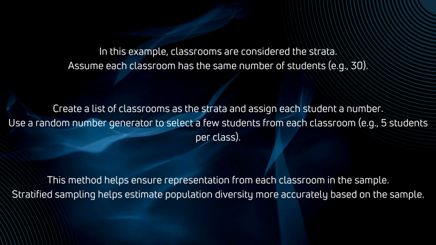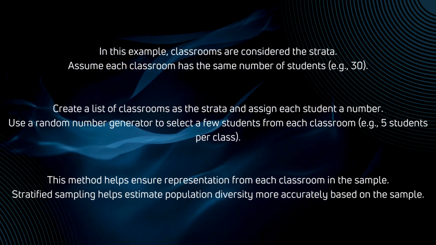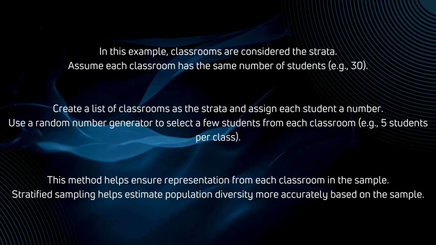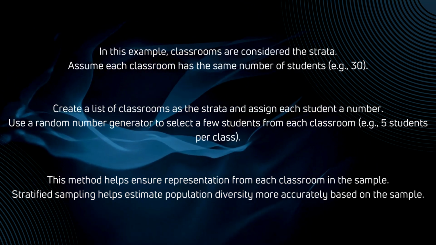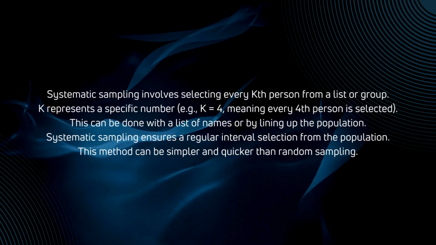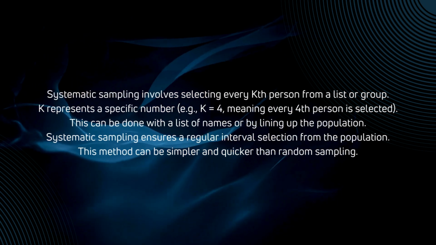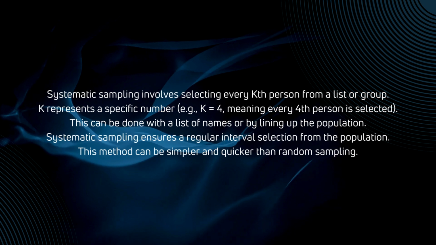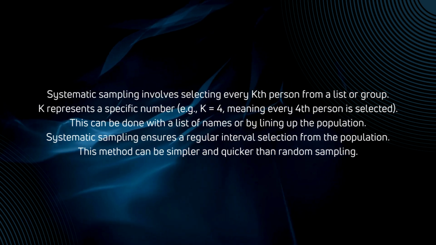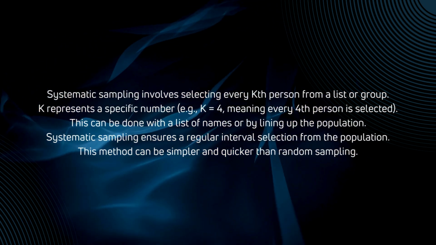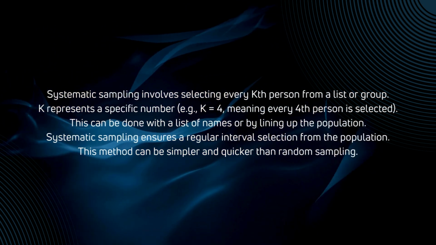Then we randomly select a few students from each classroom. Maybe we assign each person a number, and then a random number generator calls 5 numbers. We would have 5 students from each classroom be our sample. This method can help us estimate the diversity in the population based on our sample.